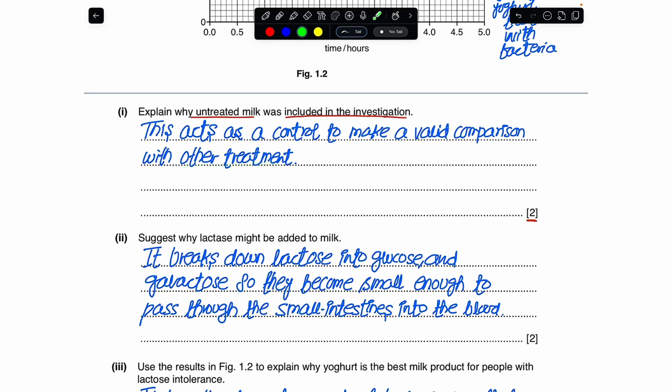For the next part, for a total of two marks, they ask why lactase might be added to the milk. We know that lactose intolerant people do not have the lactase enzyme. So when we add the lactase to the milk, the lactose would be broken down into glucose and galactose. Being small enough, they would be able to pass through the small intestine into the blood, and the bacteria that previously were making hydrogen gas, carbon dioxide, and methane gas in the large intestine would not be able to do so. So they would not suffer from diarrhea or produce a lot of gas in their large intestines.